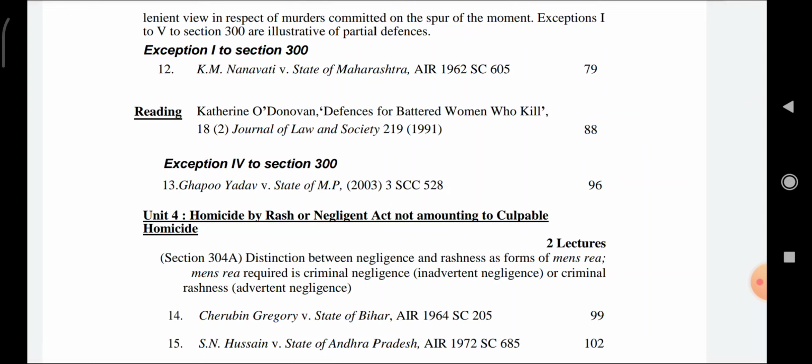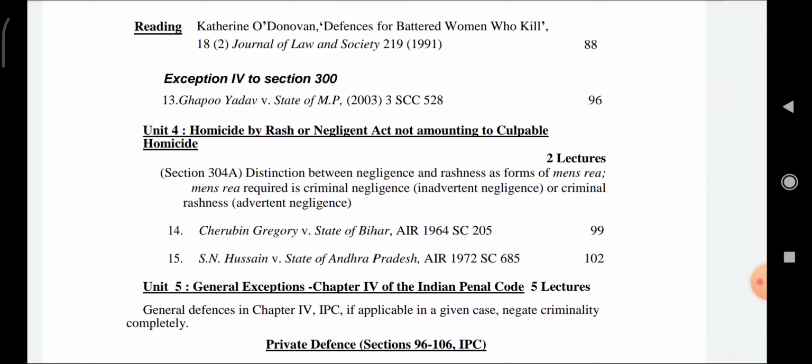Unit 4, homicide by rash or negligent act not amounting to culpable homicide. Every murder is culpable homicide but not vice versa. Remember this line. Section 304A, distinction between negligence and rashness as a form of mens rea. The mens rea required is criminal negligence, inadvertent negligence, or criminal rashness, advertent negligence.